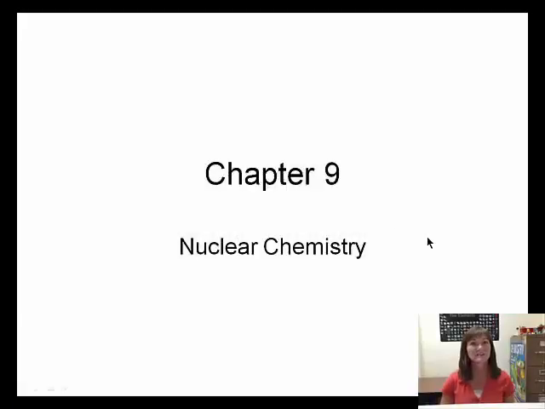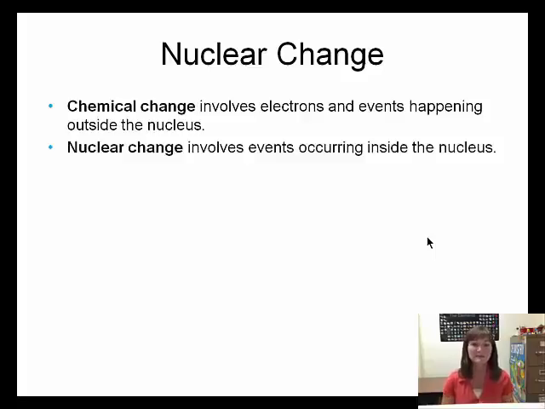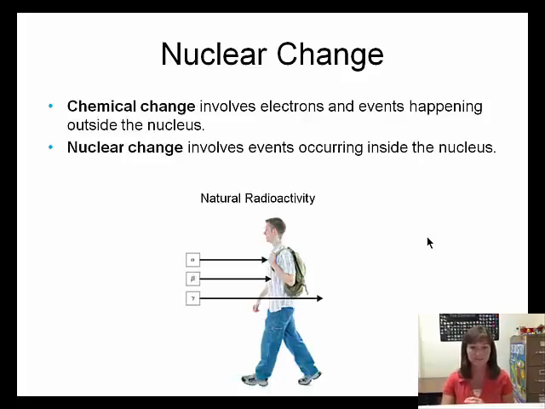Chapter 9 is going to focus on nuclear chemistry. What we have been dealing with up to this point has been chemical change. And when you're dealing with chemical change, that's going to involve the electrons and what's happening on the outside of the nucleus. Now we're going to talk about nuclear change, and that involves changes that are occurring inside the nucleus.